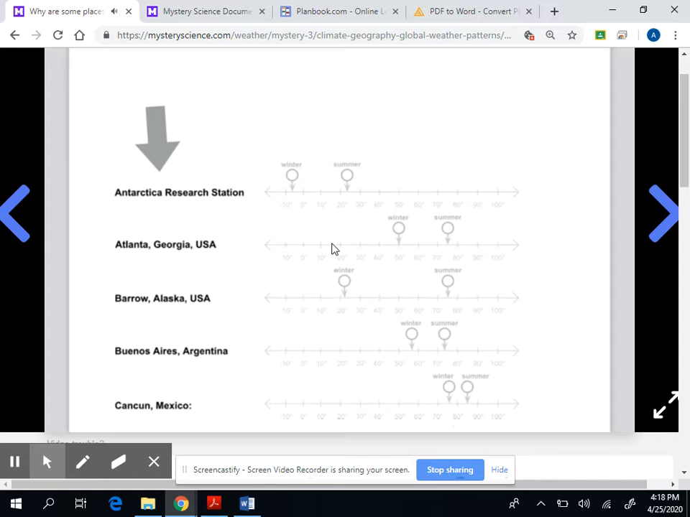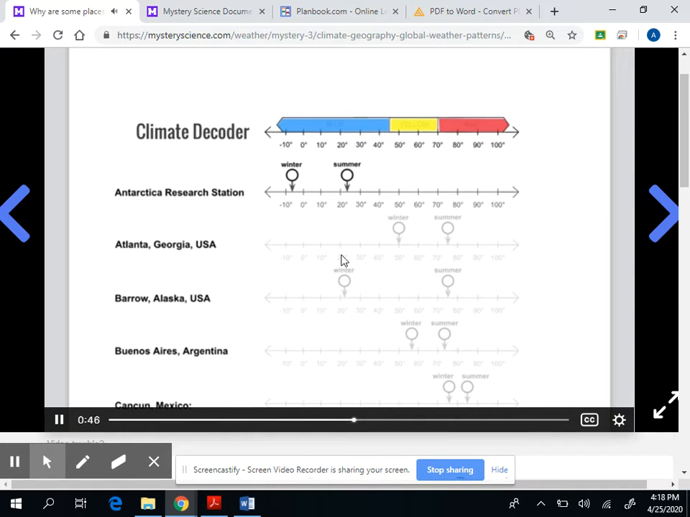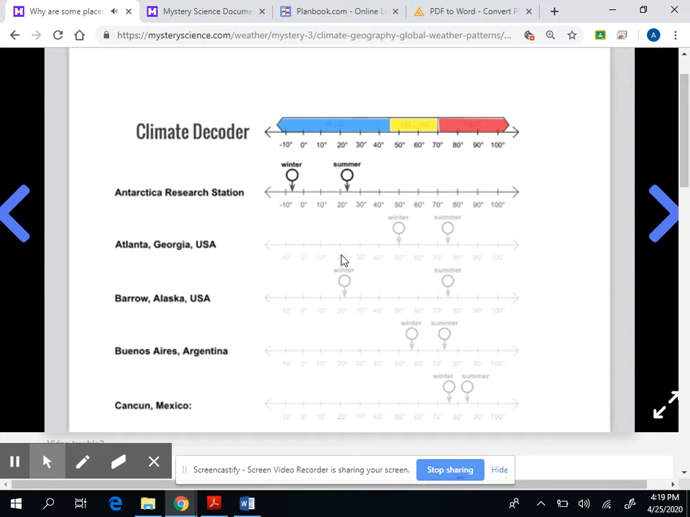To figure out the climate of each place, you start by looking at its temperature in the winter and in the summer. You'll use a special climate decoder to figure out the climate from the winter and summer temperatures. The climate decoder is a number line that goes from cold to warm to hot. By comparing the number line for each place with the climate decoder, you can figure out and color in its summer and winter temperatures. Knowing that tells you what climate that place has.